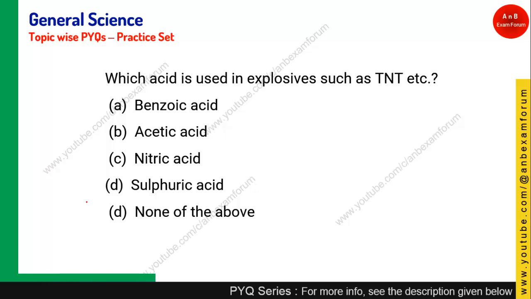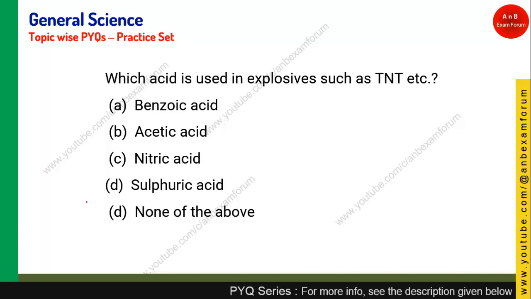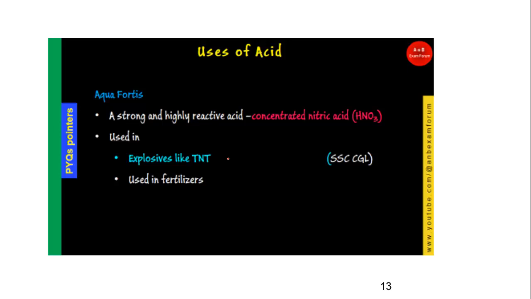Okay, let's see the next question. Which acid is used in explosive as TNT? Okay, so TNT is basically one of the explosives, and these are the options. So remember students, it is nitric acid. Nitric acid is also known as aqua fortis, which is commonly used in explosives such as TNT. So option C is the right answer.